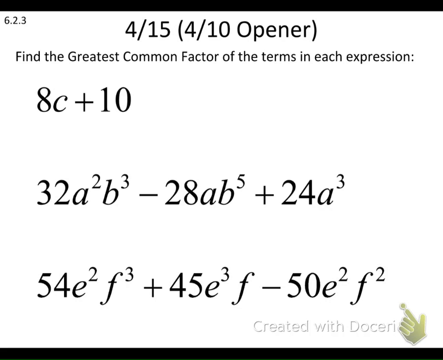Okay, so the date on your opener says 410, but we're going to complete it today, which is 415. The directions say, find the greatest common factor of the terms in each expression.